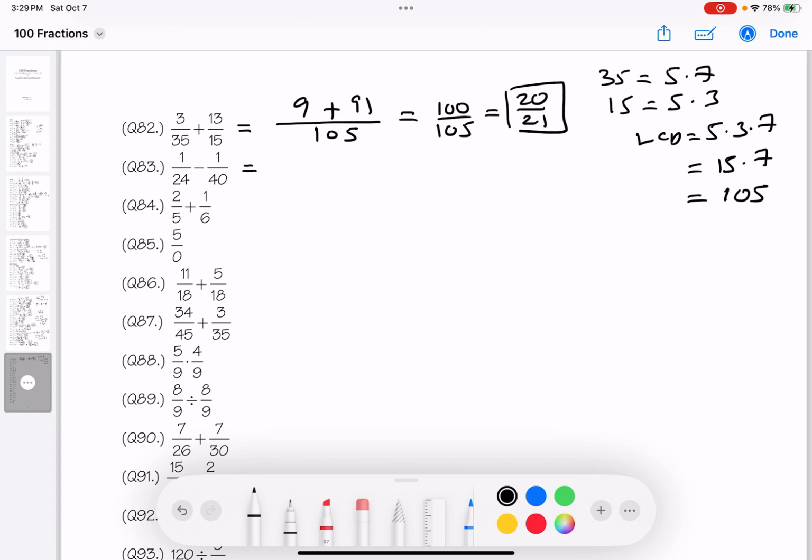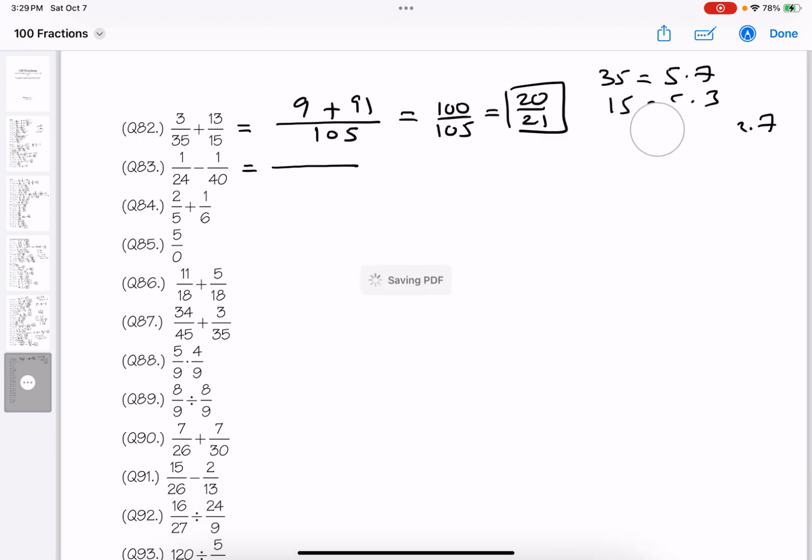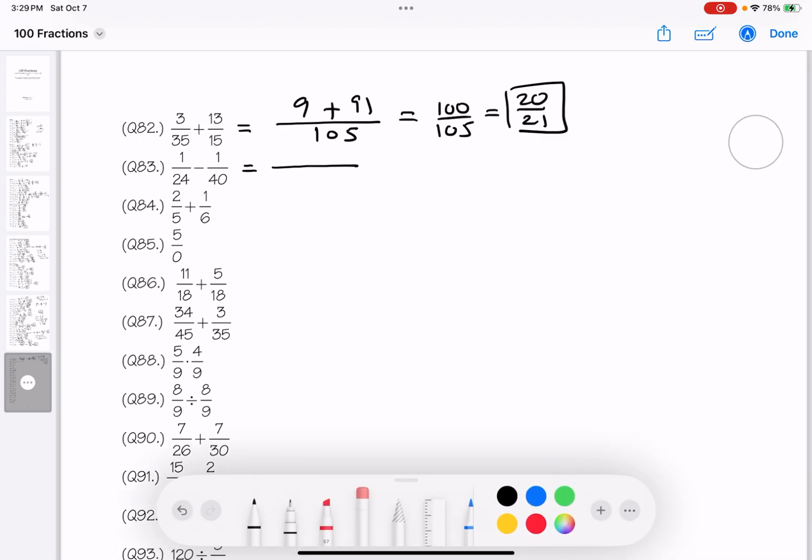Let's do this one over here. Again, it's more challenging. And I'm looking at this thing, an LCD again. Let me get my eraser out. Done with this. You don't need to show your work on an LCD, by the way. 24. Well, I'm going to write it as 8 times 3. And the reason I'm doing that is I see 40 as 8 times 5. So what's the LCD going to be? 8 times 15. What's that going to be? 80 and 40, which is 120.